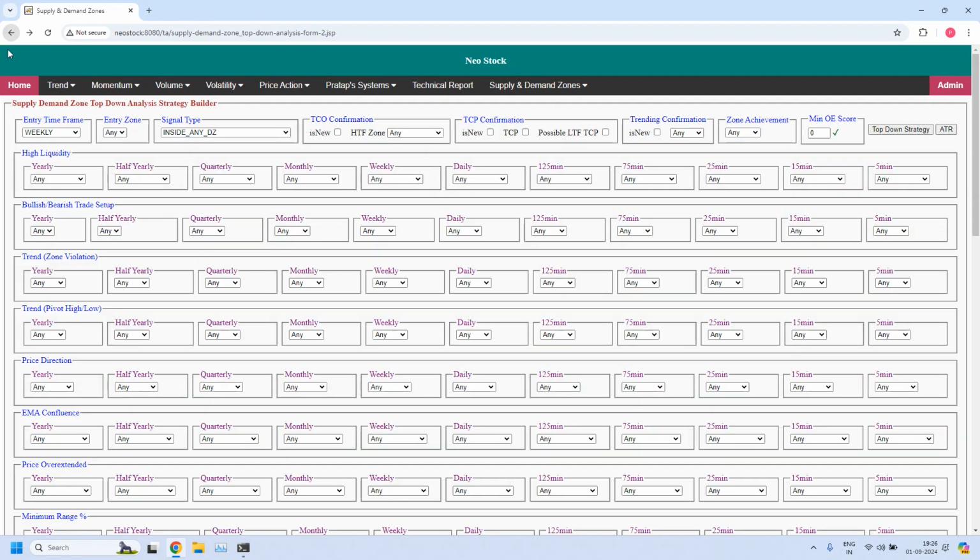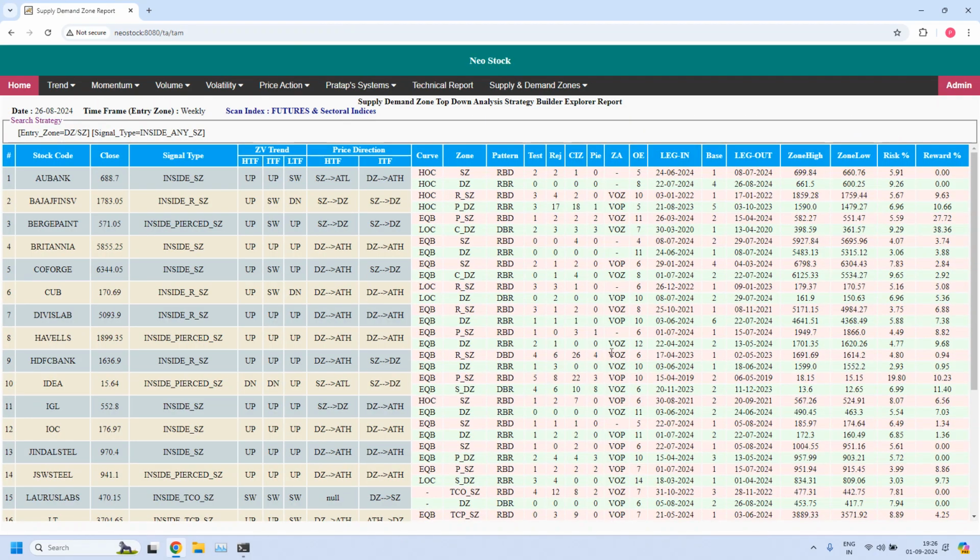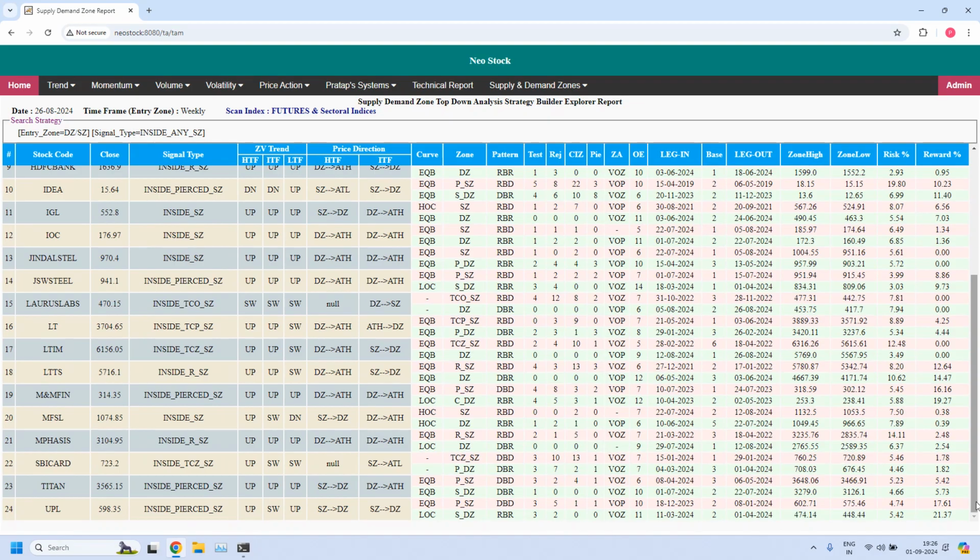Okay, the next report for weekly time frame, let us find the stocks where price closed inside weekly supply zone. So a good number of stocks are filtered. Let me scroll the list down. So total 24 stocks are filtered, where price closed inside weekly supply zone. Some of these weekly supply zones are pierced.